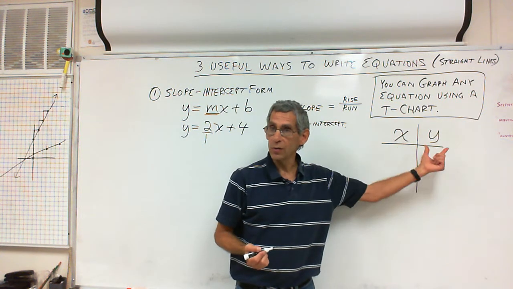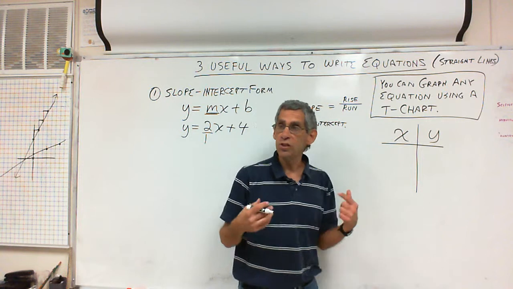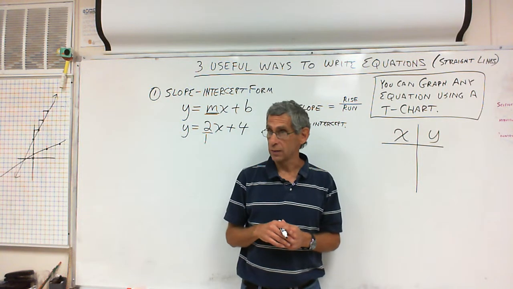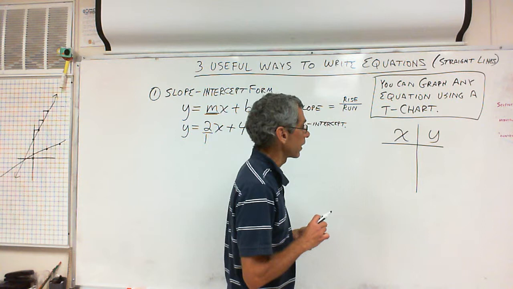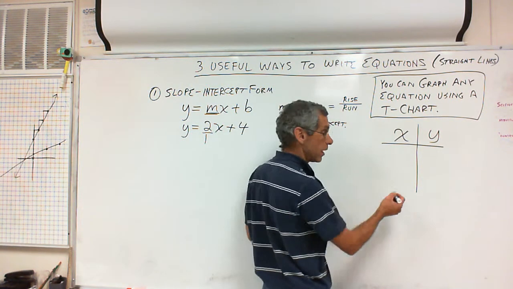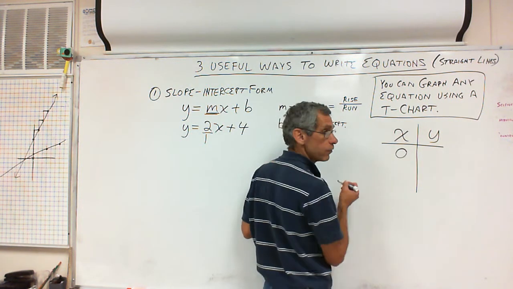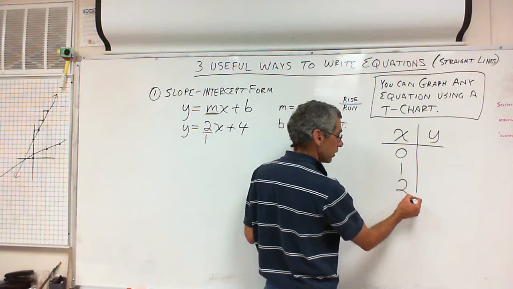Always it's in alphabetical order, x first and then y. And you will be choosing values of x. You will not be choosing values of y. What I usually do when I'm doing a straight line graph is choose 0 as my first one, 1 as my second number, and 2 as my third number.